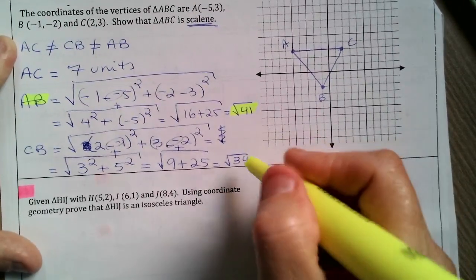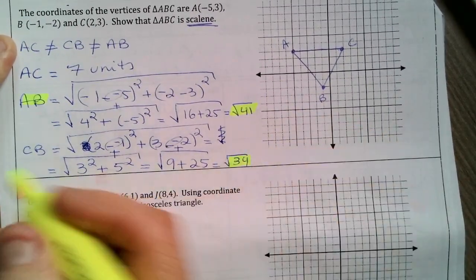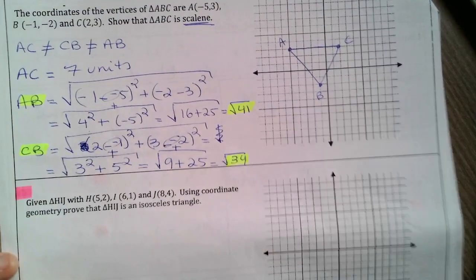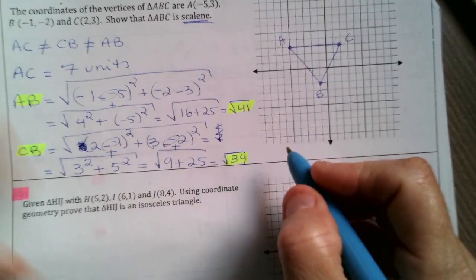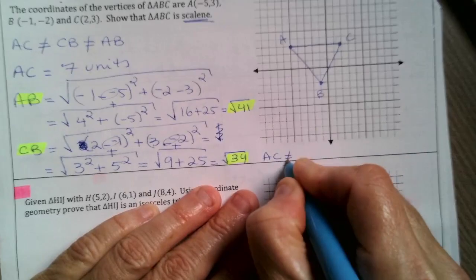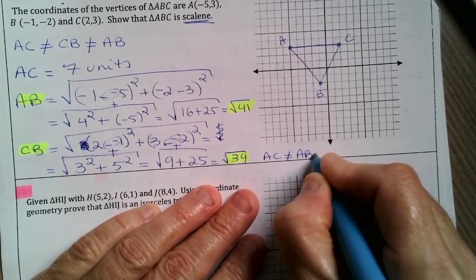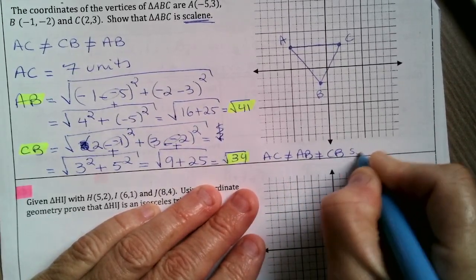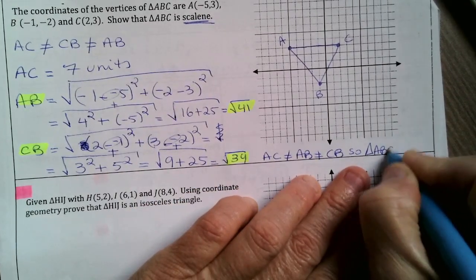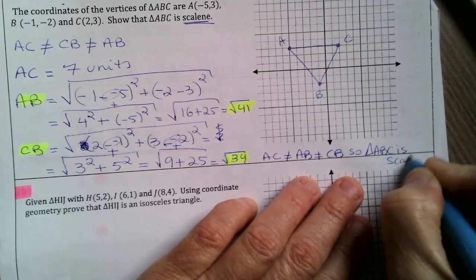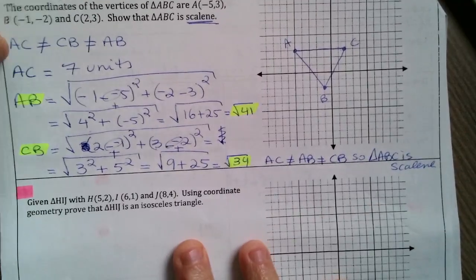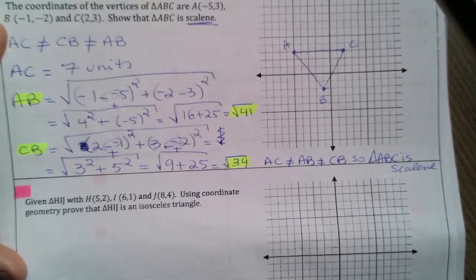Sorry, I don't know what happened there. I think I got a phone call and then the screen went away. So CB is square root of 34. Okay, so AC is different than AB, which is different than CB. So triangle ABC is scalene. Okay, so that's how we show that the triangle is scalene.